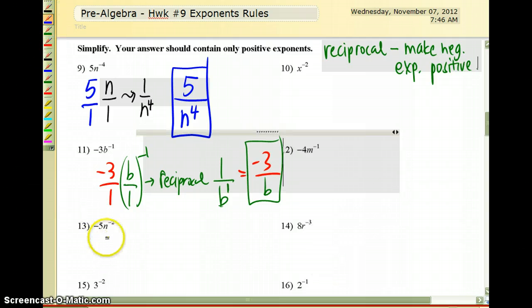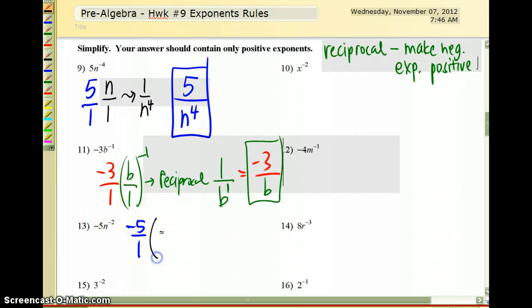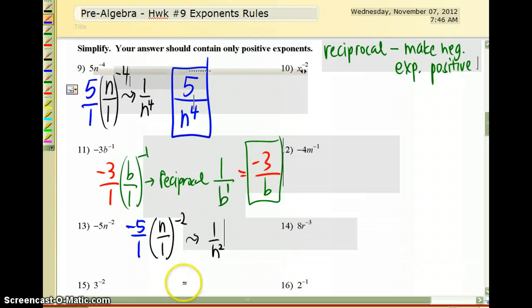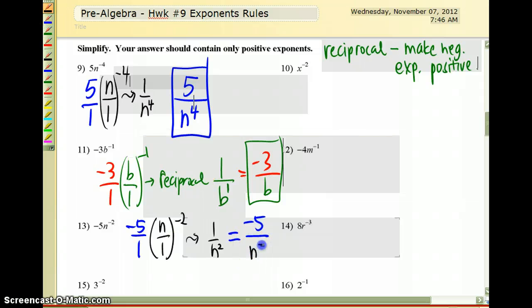Number 13, I have a negative 5. That's like a negative 5 over 1. So that's going to be part of my answer. Then I have n to the negative 2nd power. That's like n over 1 to the negative 2nd power. I'm going to take that and make it a reciprocal, so it's going to become 1 over n. And that negative 2 now becomes a positive 2. I'm going to write the positive 2 near the n because that's where it belongs. Then I'm going to combine those two together, and I will get negative 5 over n to the 2nd power, and that's my final answer for number 13.